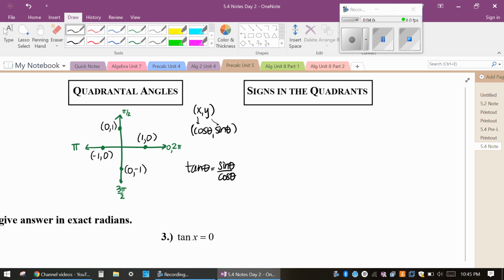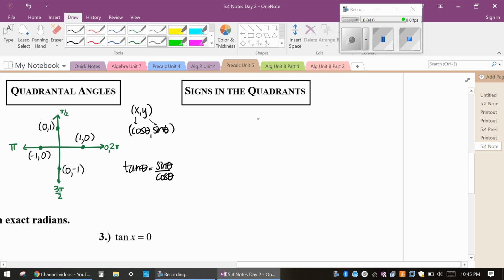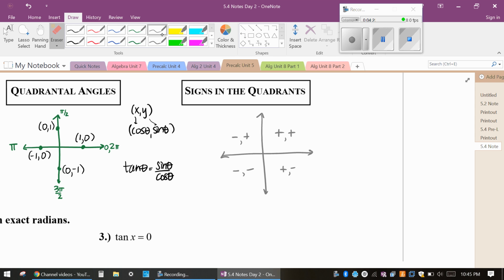Lastly, it is important for you to make sure that you remember the signs of the ordered pairs within each quadrant. Plus plus, minus plus, minus minus, and plus minus. That's for your x and your y values. Remember that all of your ordered pairs, instead of being x comma y, are cosine and sine.